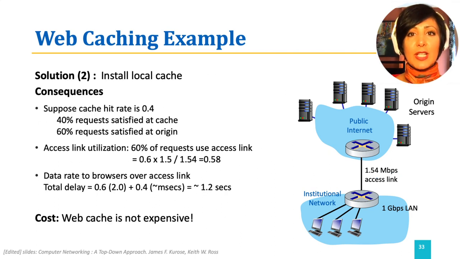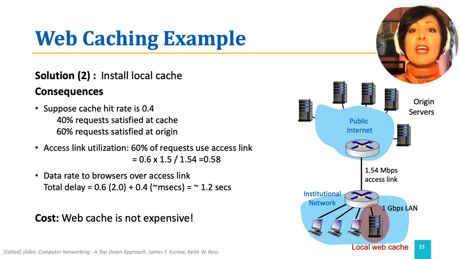The second solution, which is a lot more cost-effective, is deploying a web cache. Suppose the cache hit rate is 0.4, which means that 40% of requests could be satisfied at the cache, and 60% of them still have to be sent to the origin servers. This reduces the access link utilization to 0.58, which drops the traffic intensity and therefore the delay to the order of milliseconds. The solution works well, and it is inexpensive.